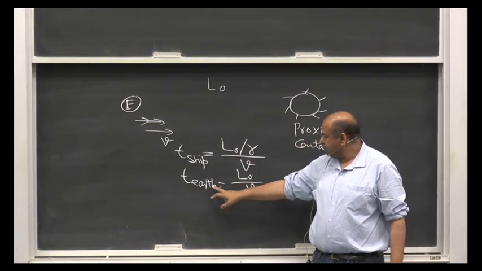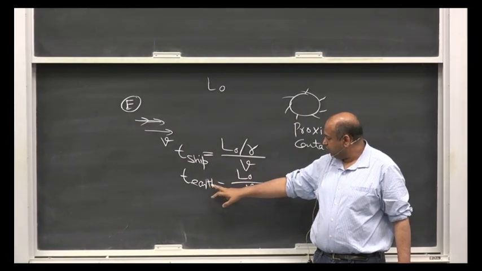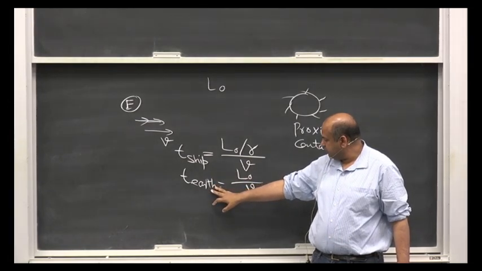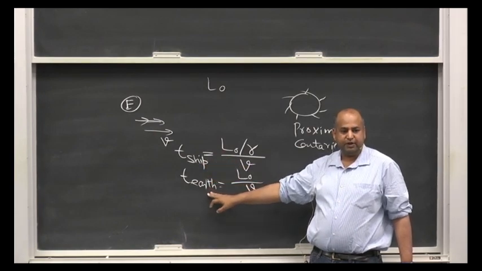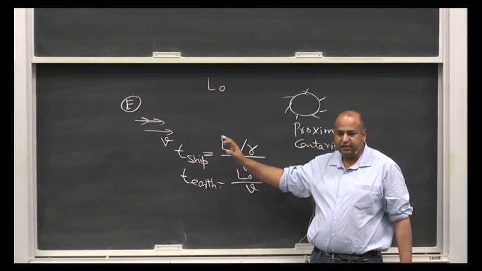Because if you multiply, this is the proper time. If you multiply this with gamma, you get the improper time. So everything is in sync.